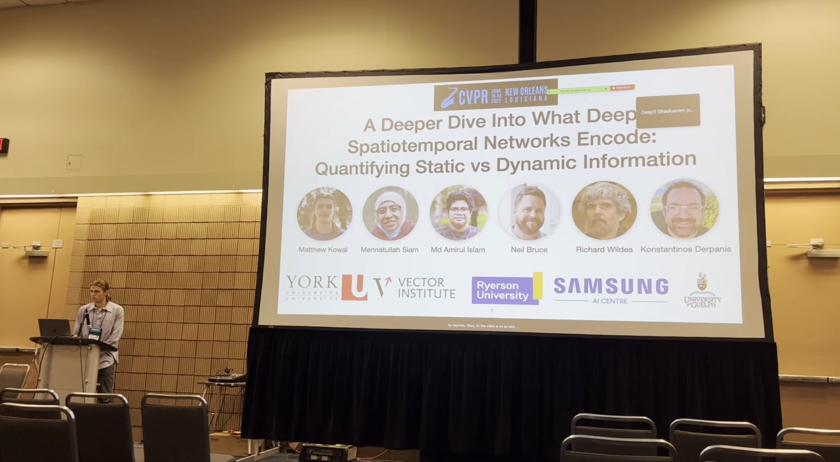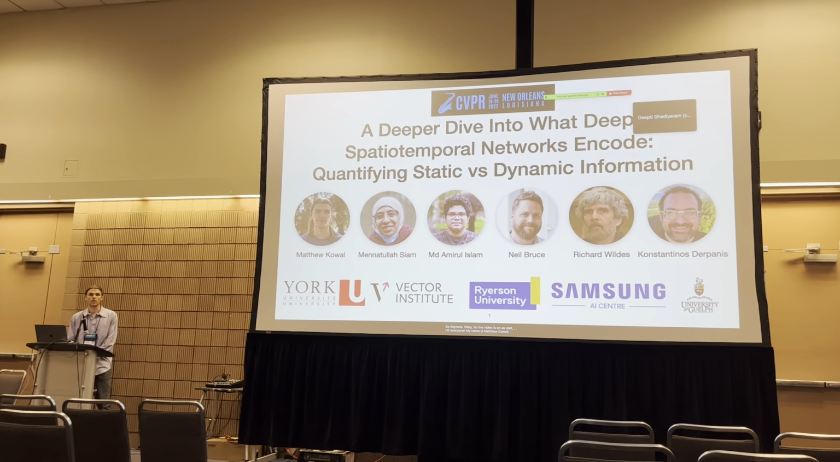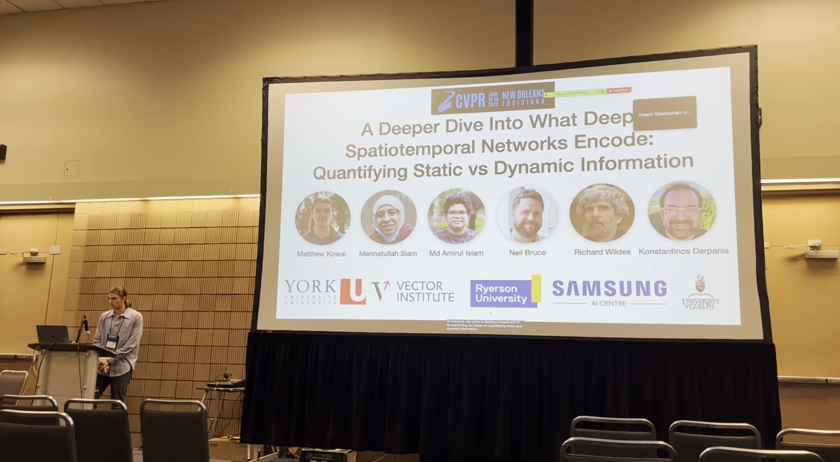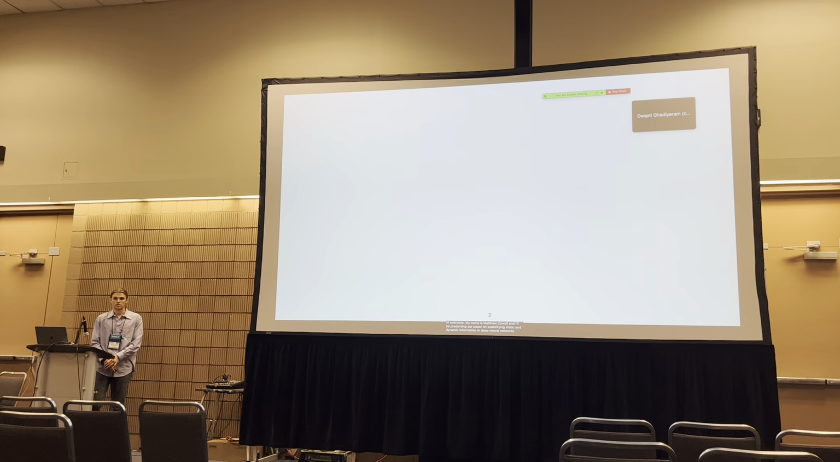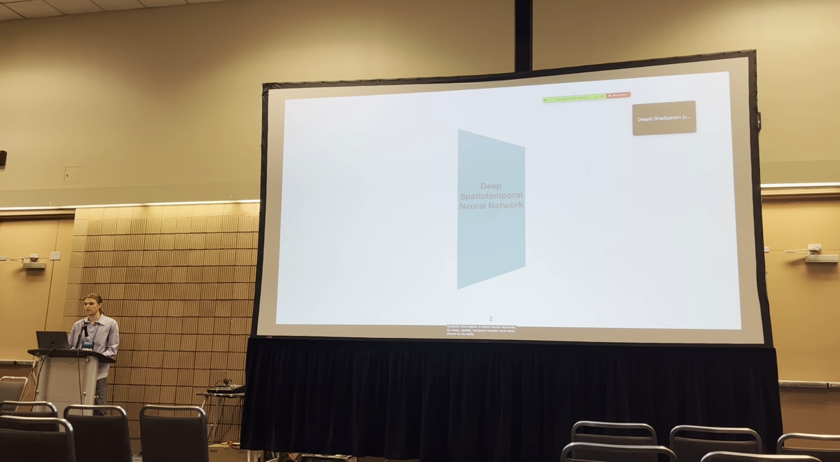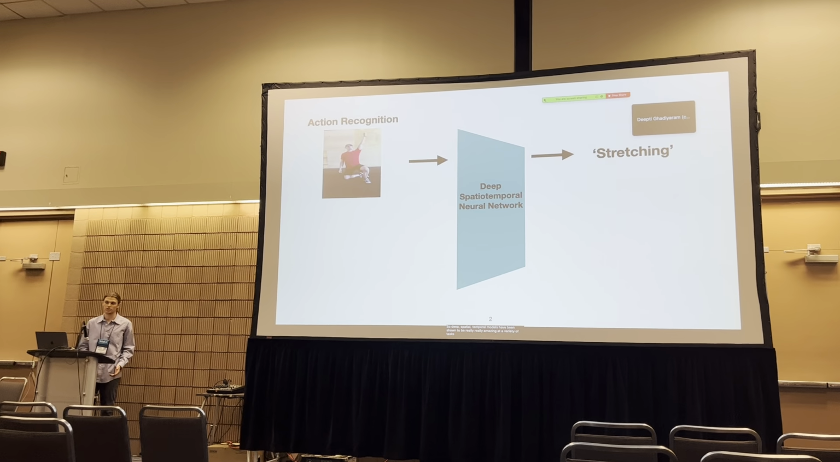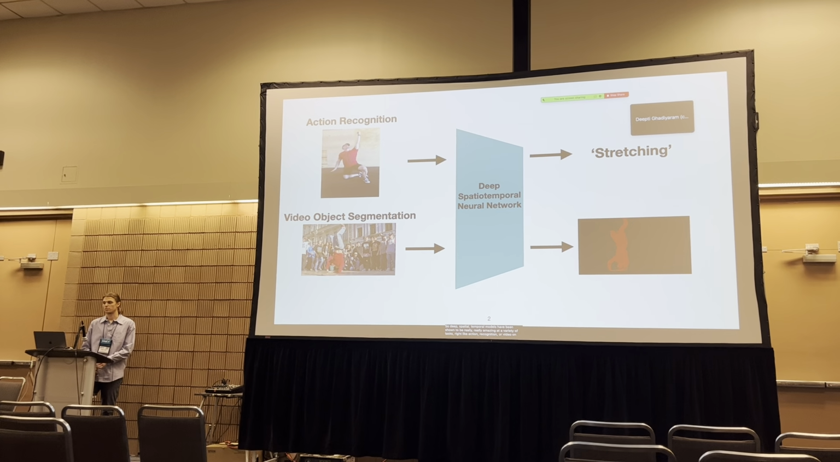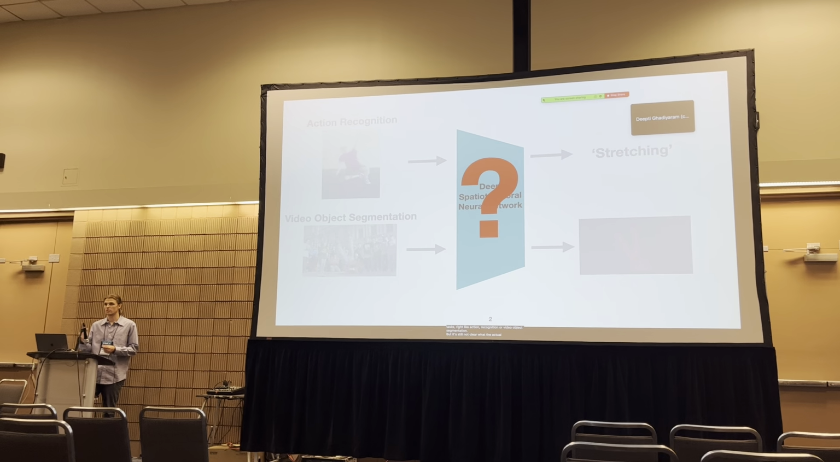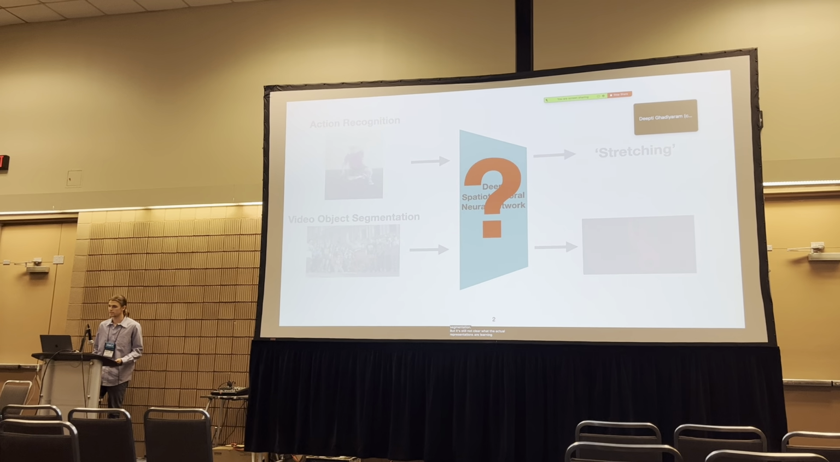My name is Matthew Cowell, and I'll be presenting our paper on quantifying static and dynamic information in deep neural networks. So, deep spatiotemporal models have been shown to be really amazing at a variety of tasks, right? Like action recognition or video object segmentation. But it's still not clear what the actual representations are learning in order to solve these tasks.